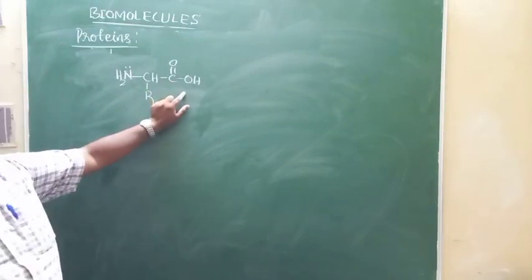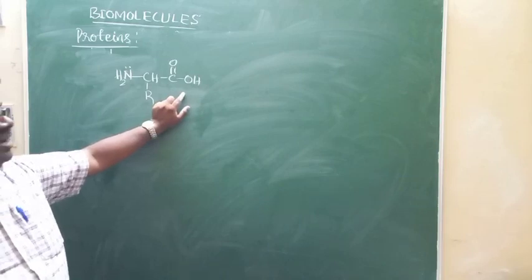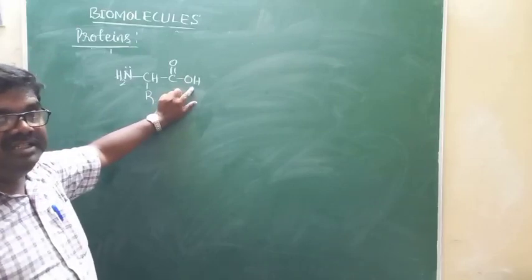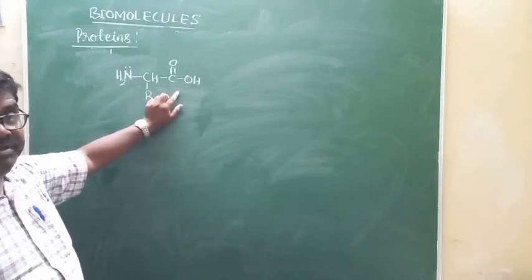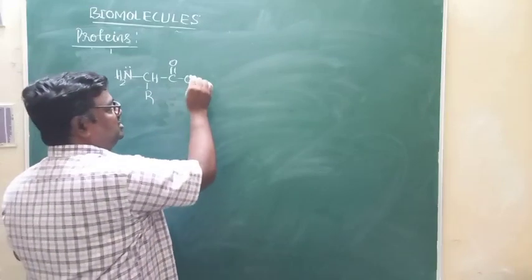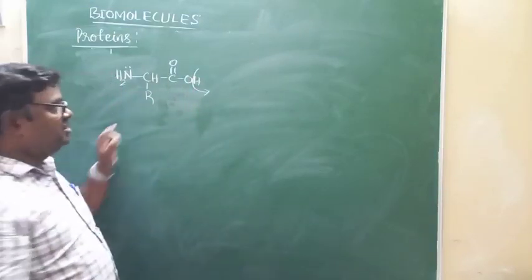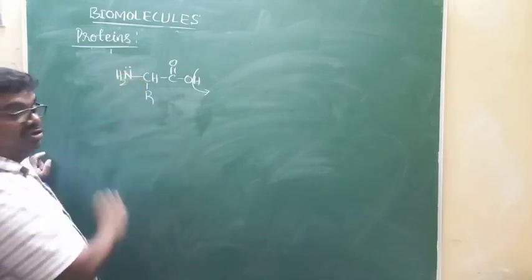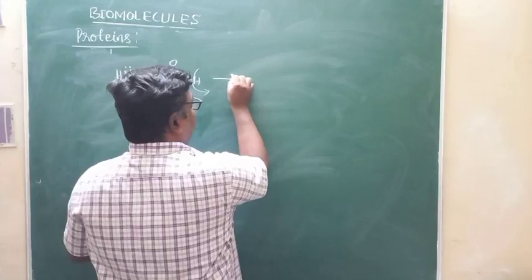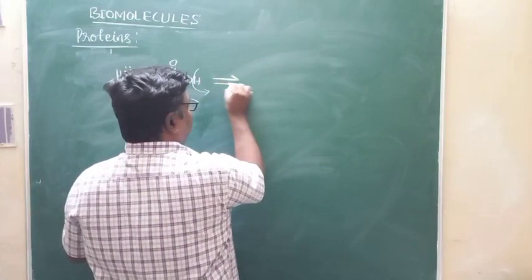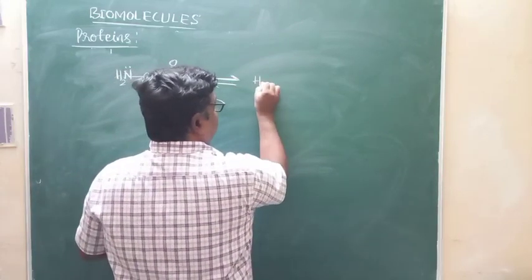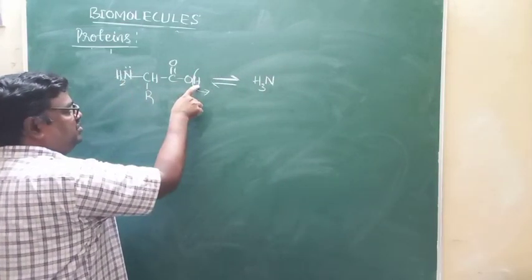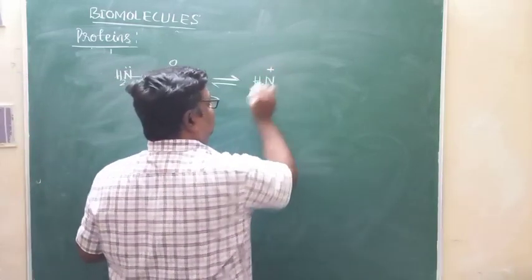As far as the carboxyl group is concerned, this is acidic. In aqueous solutions, especially in neutral aqueous solutions, the carboxyl group releases H plus ions because it is acidic in nature. These H plus ions will be taken up by the basic NH2 group. Thereby, the alpha amino acid will be converted into a dipolar molecule. Look at this NH2 group. It takes up H plus from the carboxyl group and gets converted to NH3 plus.